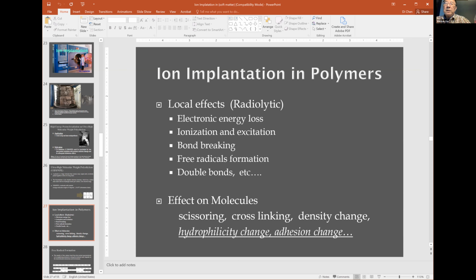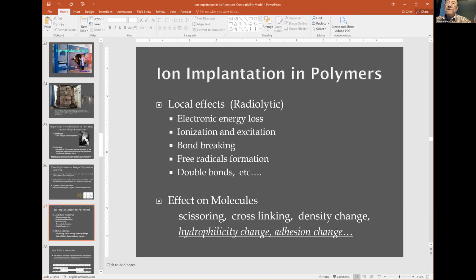This student got his PhD under me many years ago. I bring his thesis topic here just to broaden your scope and let you know what's happening. In this case, because the molecule is a very complicated organic material, the density will change. It will change the hydrophilicity and hydrophobicity, and it could also form new compounds and so on.